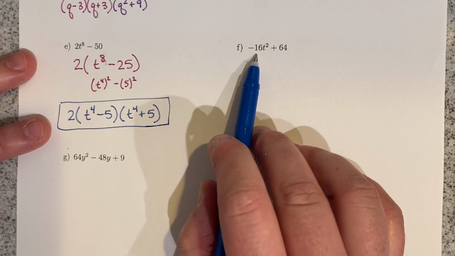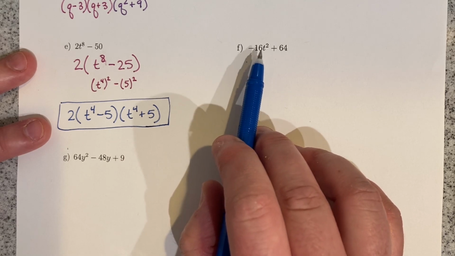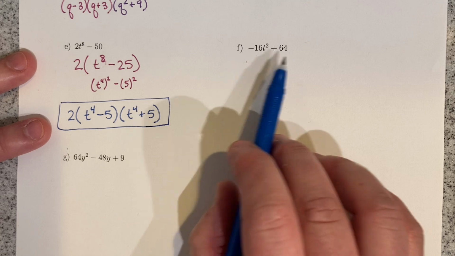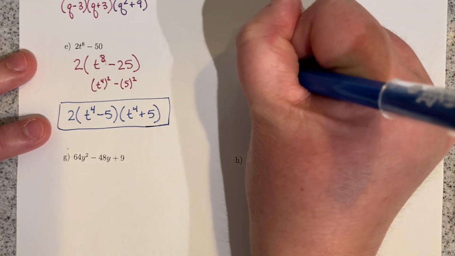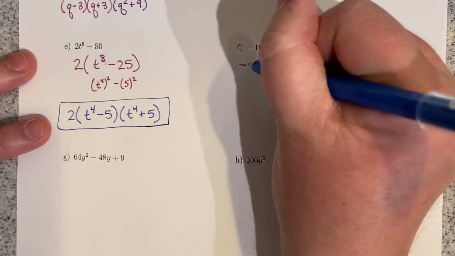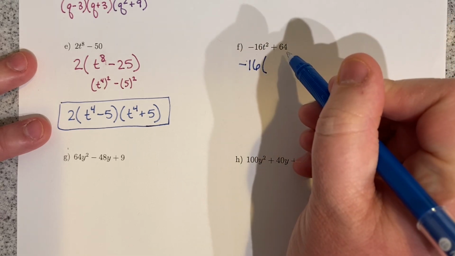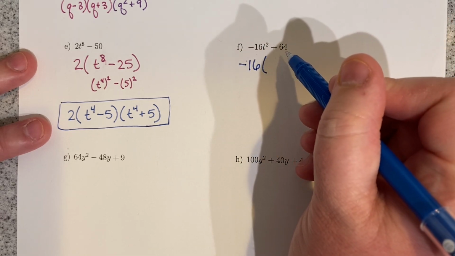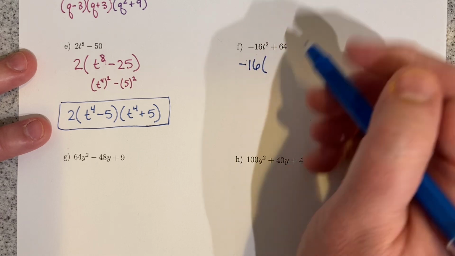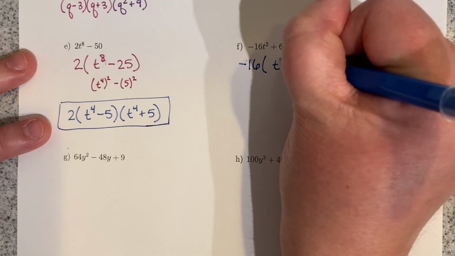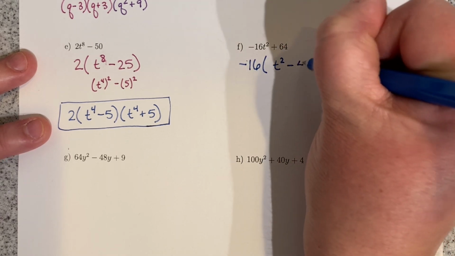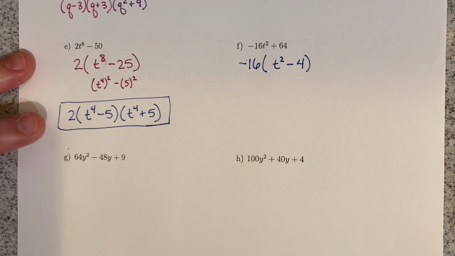All right, in F, first thing I notice, a negative leading coefficient. I don't like that. We're going to definitely factor out a negative. And I think 16 divides 64, but you might want to double check that on a calculator. So when I divide both these by negative 16, I should get t squared minus 4.